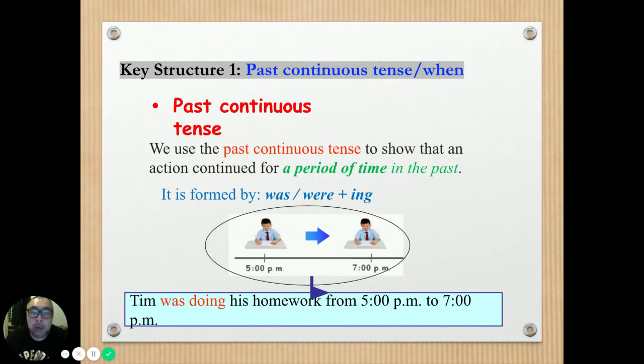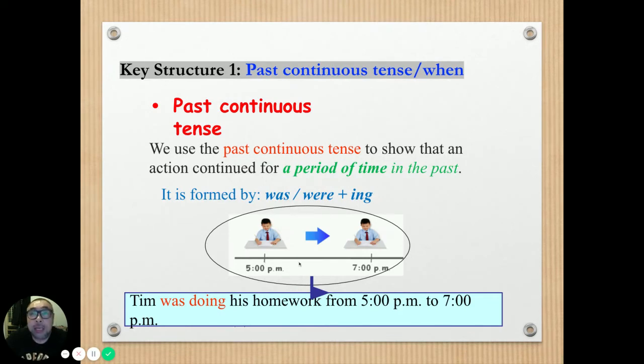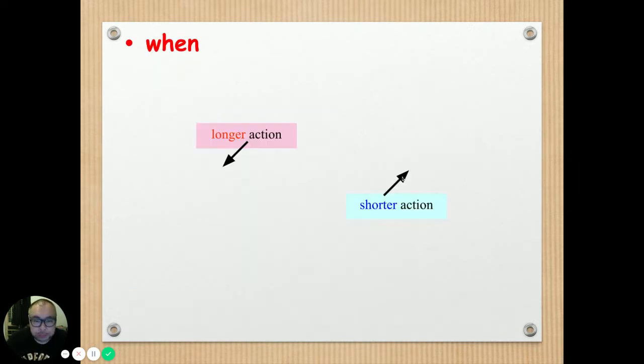Was we use for I or he, she, it, and were we use with you or they or we, or more than one, of course. Then here we have an example. Here we see a picture of a boy and he's doing some homework. Tim was doing his homework from 5 p.m. to 7 p.m. And you can see that is the times here. And he was doing that at that time. And that's why we use the past continuous.